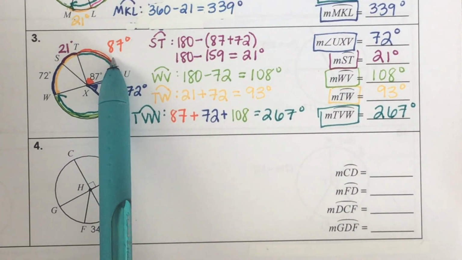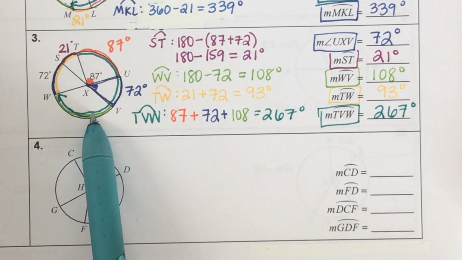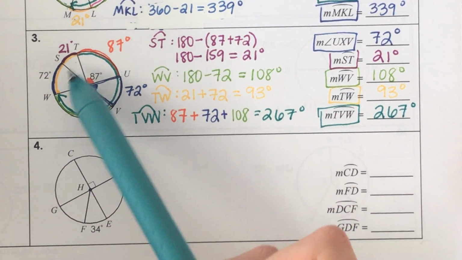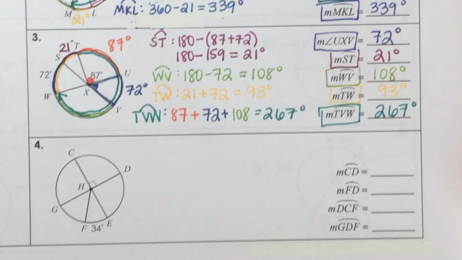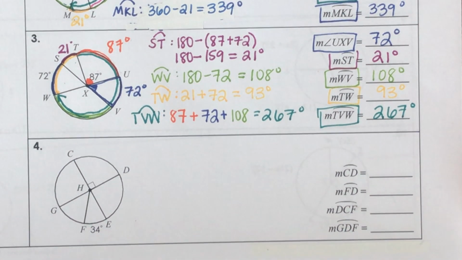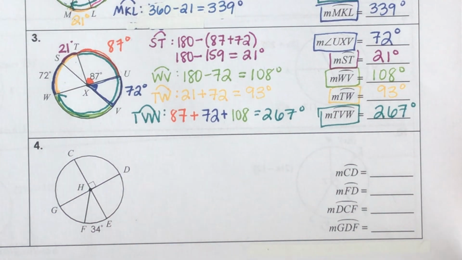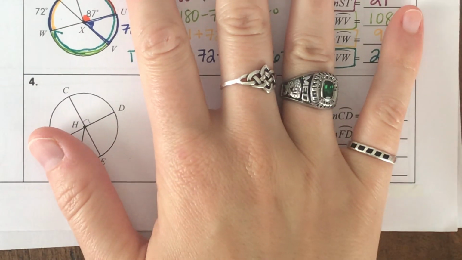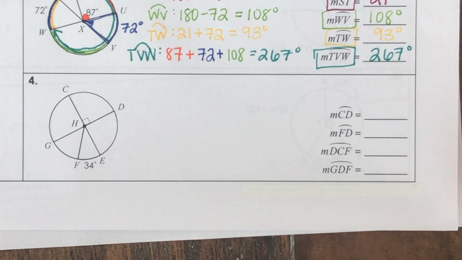You also could have just done 360, the whole circle, minus this piece and this piece, and you would have still gotten the same answer as me. So you really have a choice here. You can do a lot of addition, or you can do a lot of subtraction. It doesn't really matter how you do it. You're still going to get the same answers as me. Okay, so there's more than one way to do each one of these problems.